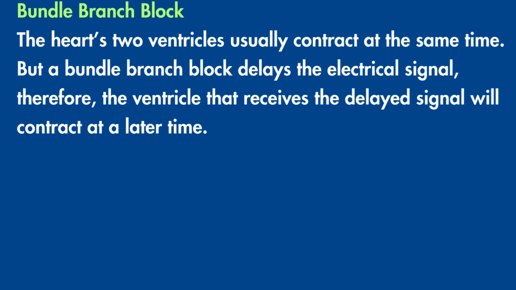The heart's two ventricles usually contract at the same time, but a bundle branch block delays the electrical signal. Therefore, the ventricles that receive the delayed signal will contract at a later time.